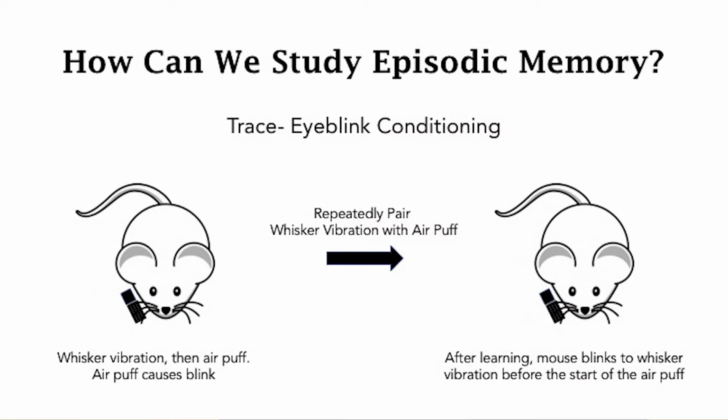But how can we study episodic memory? Animals have been shown to have episodic-like memories, where they can learn to associate locations, objects, and time. So I can use an animal model to look at episodic-like memory and the mechanisms behind it. The task that I'm using is trace eye blink conditioning. In this task, I teach mice to learn to associate a whisker vibration with an air puff directed to the eye that causes them to blink.